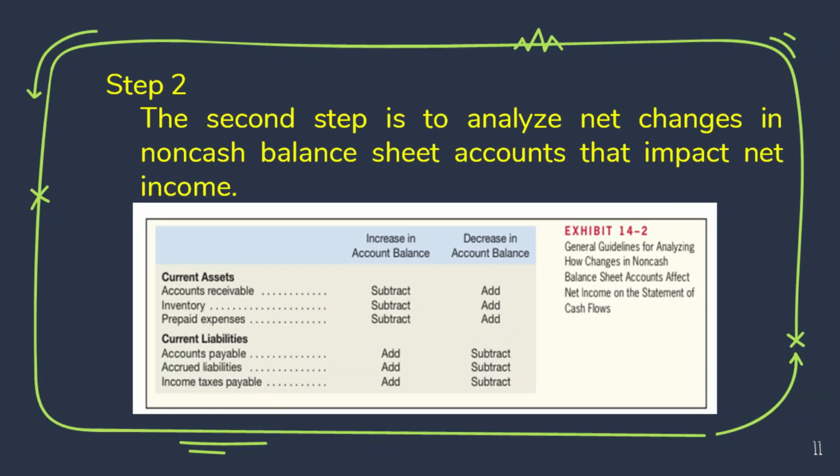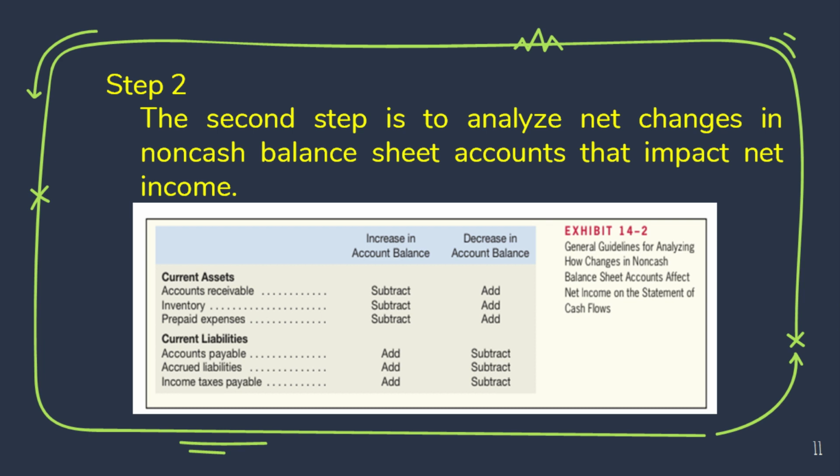The second step is to analyze the net changes in non-cash balance sheet accounts that impact net income. Exhibit 14-2 provides general guidelines for how to analyze current asset and current liability accounts. For each account shown in the exhibit, you will begin by referring to the balance sheet to compute the change in the account balance from the beginning to the end of the period. Then, you will either add each of these amounts to net income or subtract them from net income as shown in Exhibit 14-2. Notice that the changes in all current asset accounts, which are accounts receivable, inventory, and prepaid expenses, result in the same type of adjustment to net income.